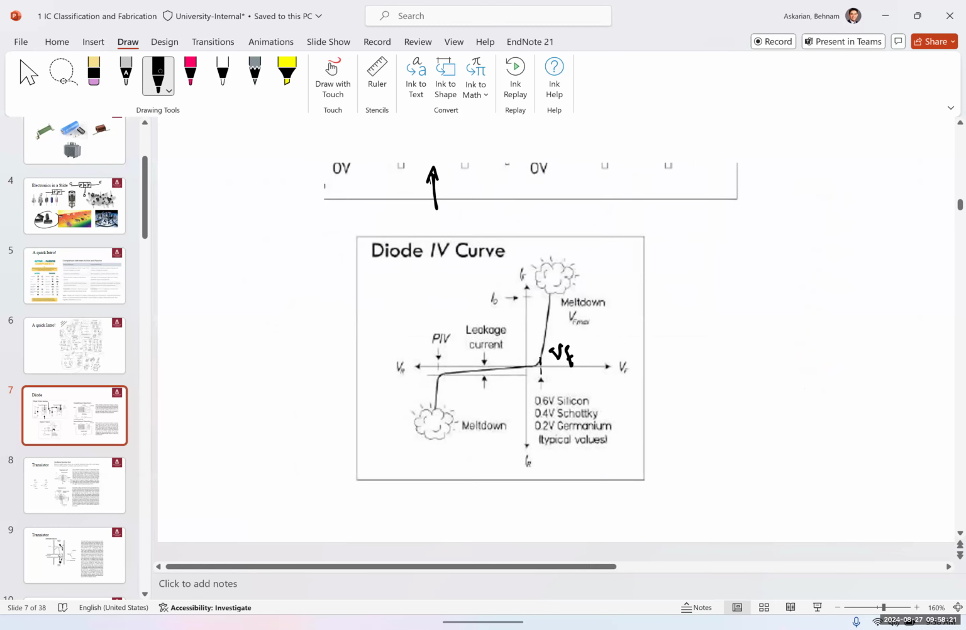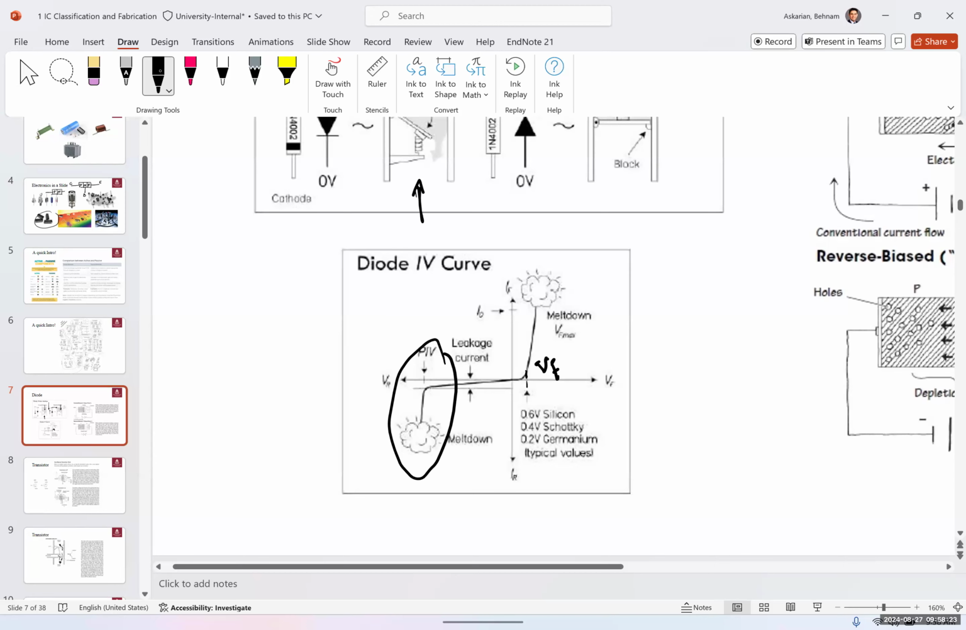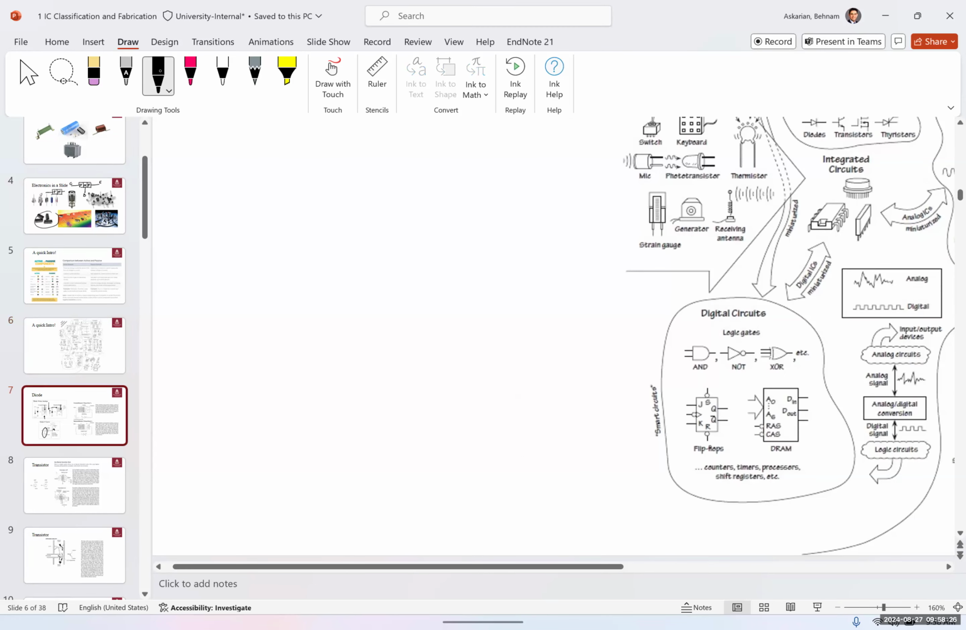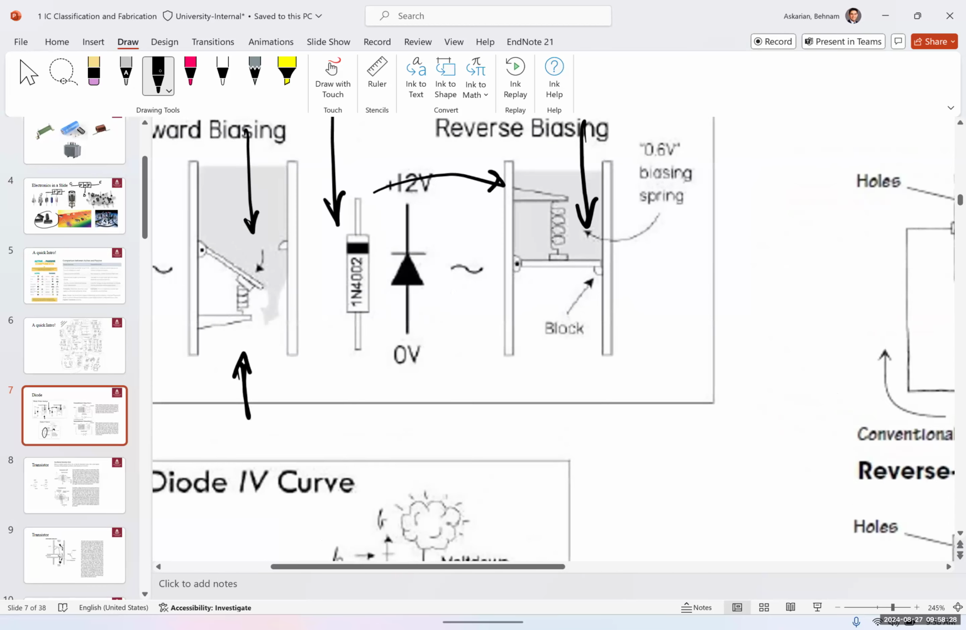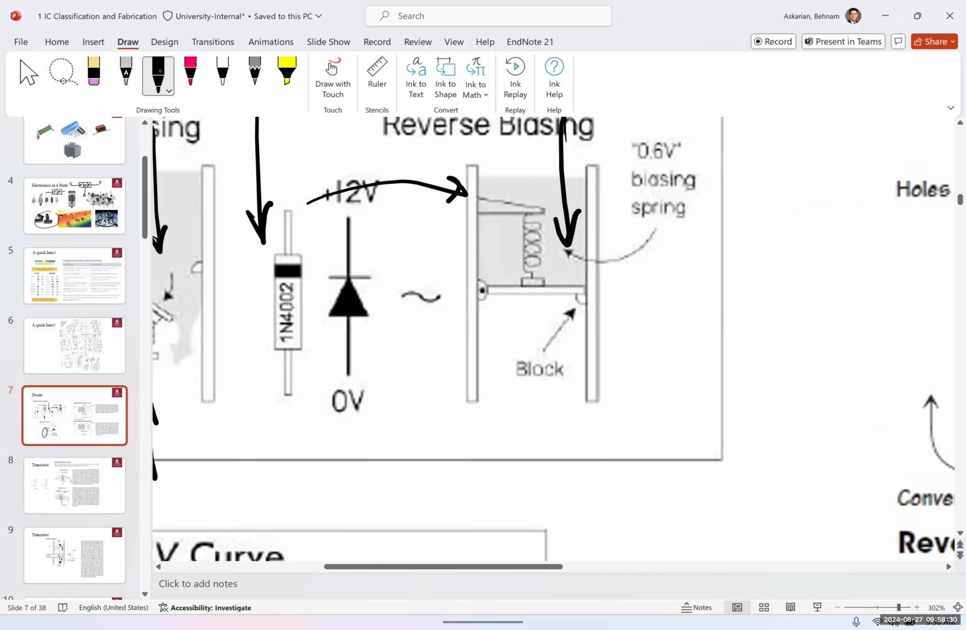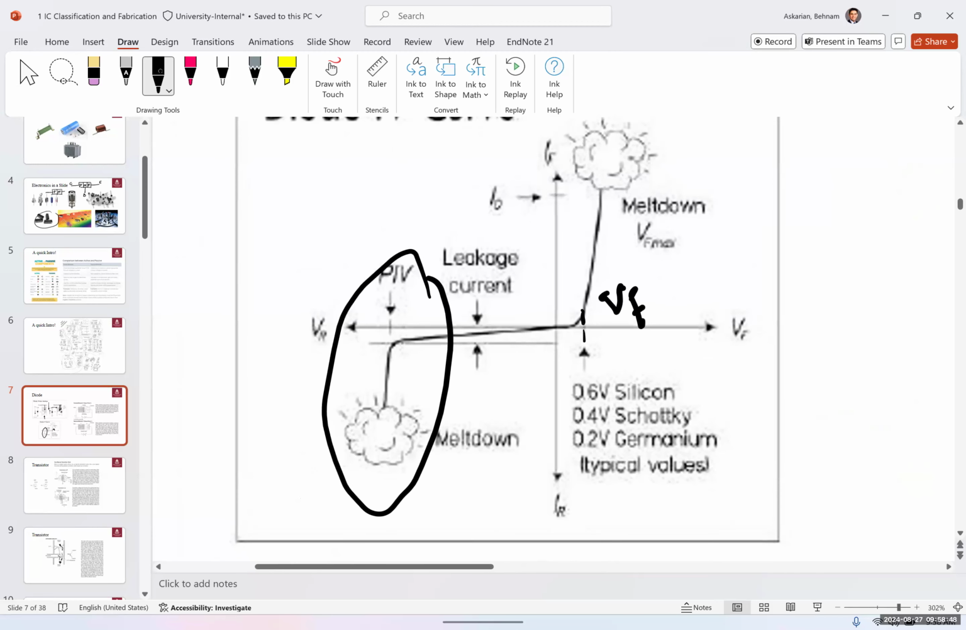And the breakdown that you see here, or the meltdown, is actually the amount of force that you need to break the reverse bias. What does this mean? It means if I put too much pressure when it's in reverse, what's going to happen eventually? This block point would break, and this is going to be, again, open. So that's the meltdown point. So in reverse bias, if you put too much pressure on the diode, you're eventually going to break that diode.